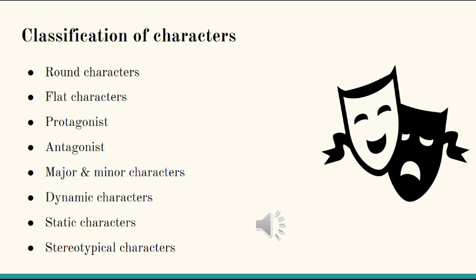We also have flat characters that, in contrast to round characters, represent a single characteristic, trait, or idea and have a limited number of qualities. These types of characters are also called one-dimensional characters. Usually, the main purpose of flat characters is to enhance the traits of main characters.